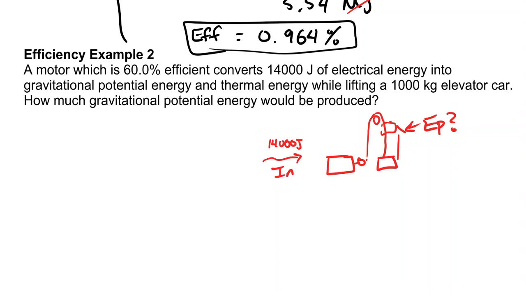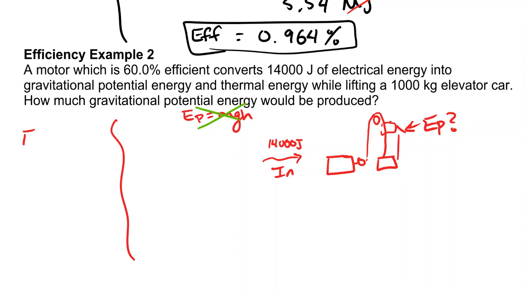I understand it says how much gravitational potential energy, and you're thinking EP equals mgh, or maybe you thought that, but we can't use that, okay? Because it doesn't give us a height. So what we have to do is think about it: 60% of this stuff is going to get turned into useful energy. So let's do our squiggly line.